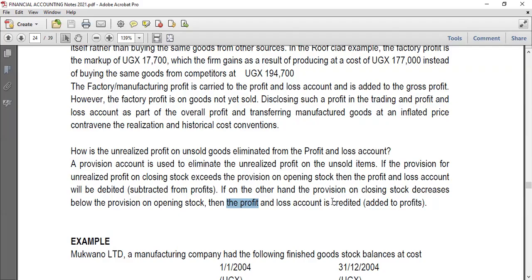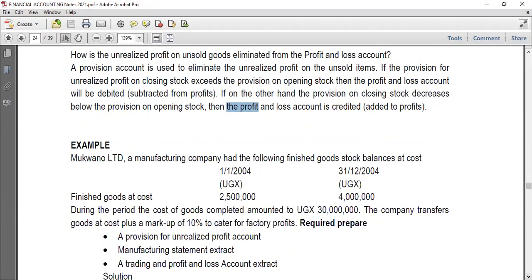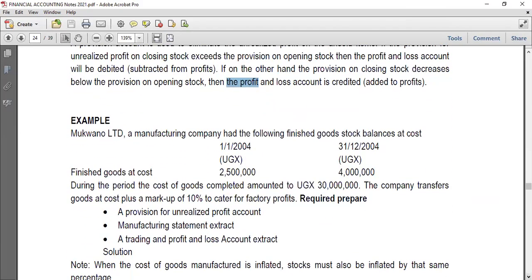It means the company is actually benefiting. It means it's an increment in profit, okay? And that's why we credit our profit. So we have an example here that would basically help us to pick this information very well.